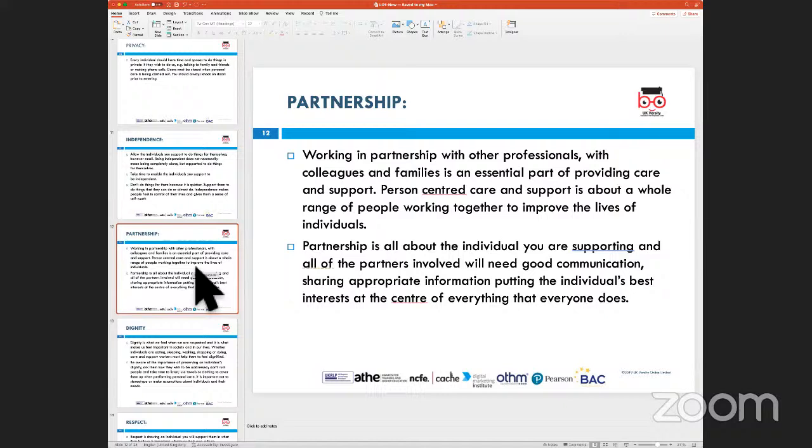So there is public-private partnerships. There are various departments within the NHS, and sometimes when you're undergoing any sort of treatment, you would need that treatment to be provided by different departments within the NHS. So partnership is very important.